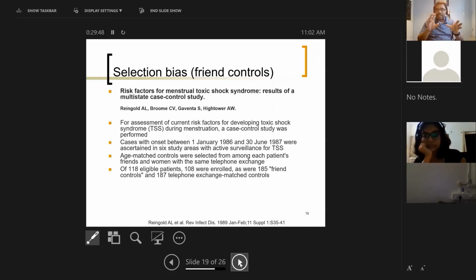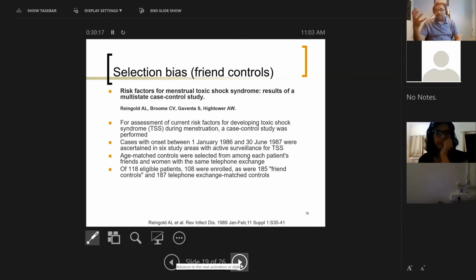So in some ways, the friend controls, and then there were a surrogate for a community control from the telephone exchange that the women were residing in. Okay, so they had 111 case patients, of which 108 were enrolled, and there were 185 friend controls and 187 telephone exchange match controls. I would consider the telephone exchange match controls as some kind of a community control, right?